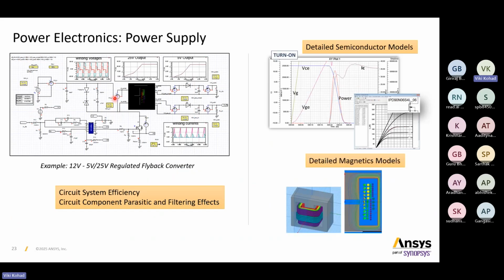Now this is a system model, the power electronics model that we built in the ANSYS Twin Builder environment. You can see the various circuits are there. The ROM models are also there, and you can see results like winding currents, 25 volt output, 5 volt output, and winding voltages. These are the power supply models. This is basically the model of the flyback converter. Then the semiconductor models, turn on. Now you can see the results. Detailed magnetic models are also there.